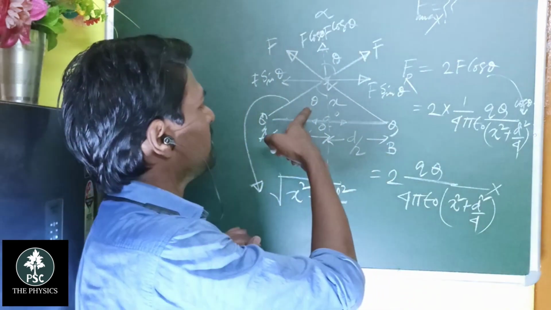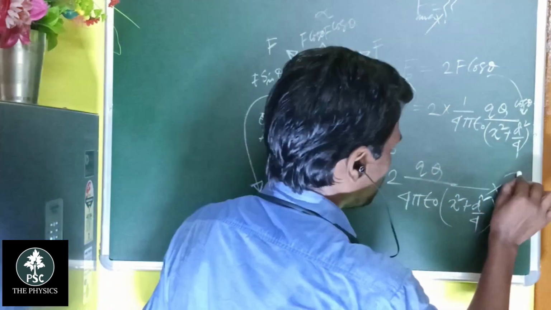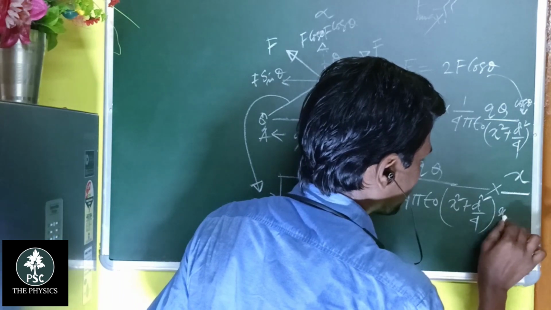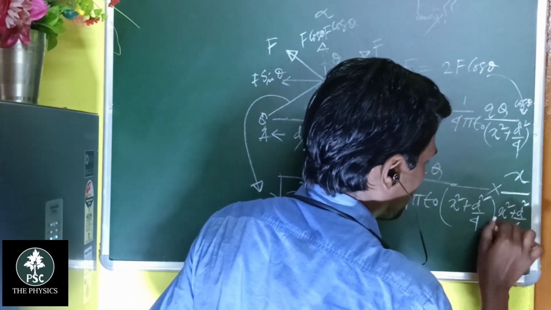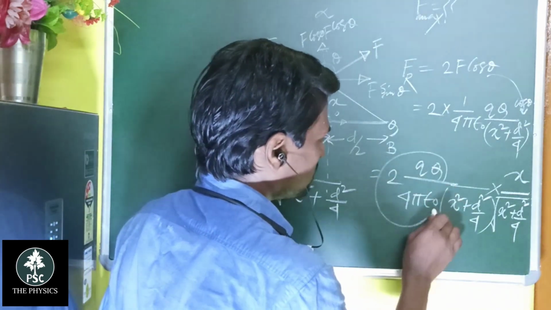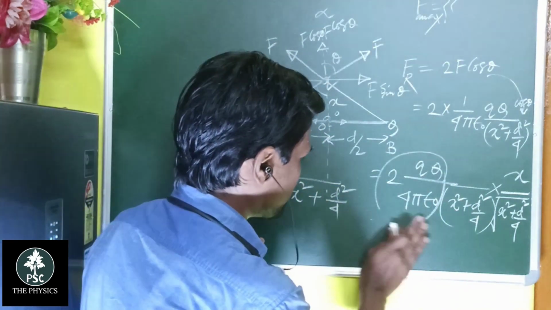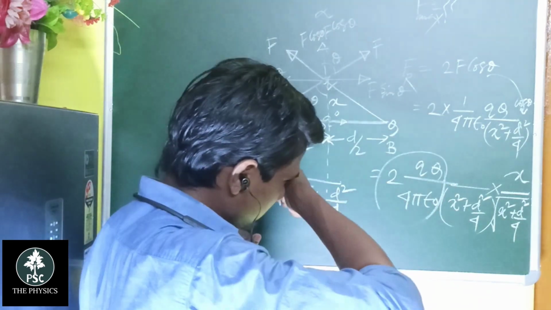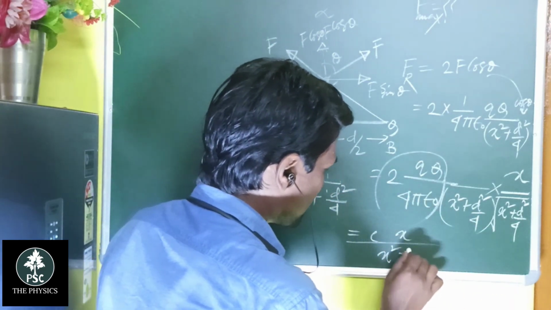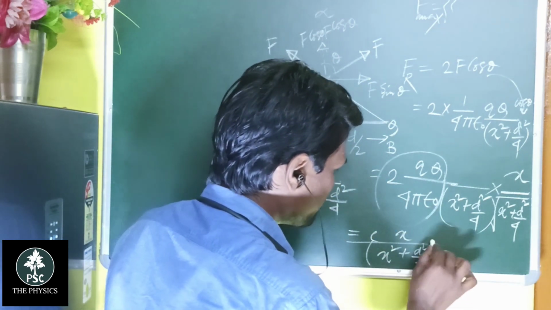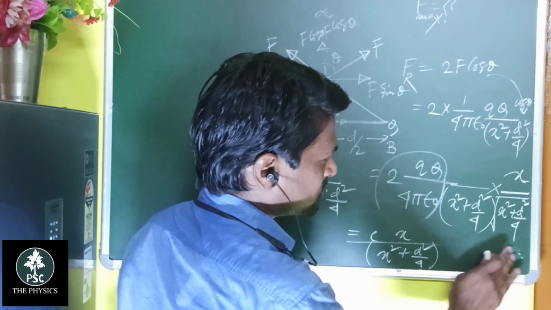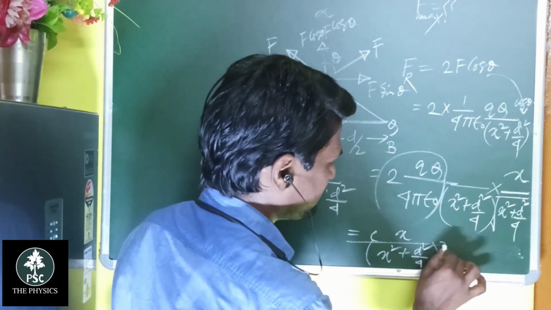So cos theta equals base, that is x, by hypotenuse. This is theta, this is the perpendicular and this is the base. So x by root of x square plus d square by 4. So 2qx by this value, and we can take the constants together. If I say this is c, then cx by x square plus d square by 4 whole to the power of 1 plus half, that is 3 by 2.